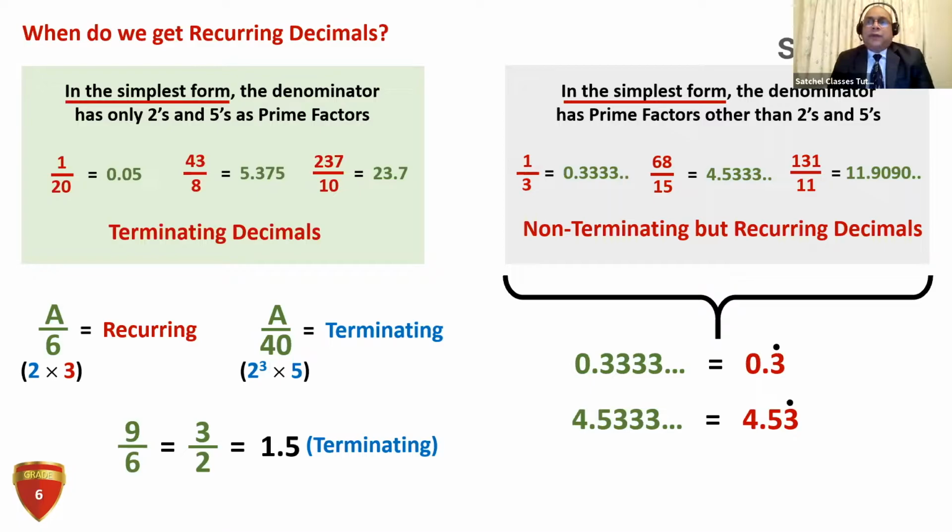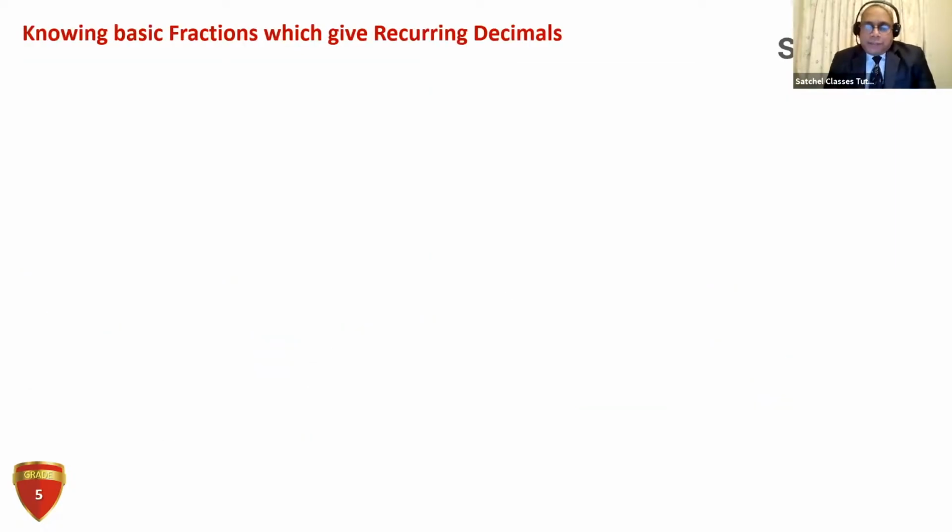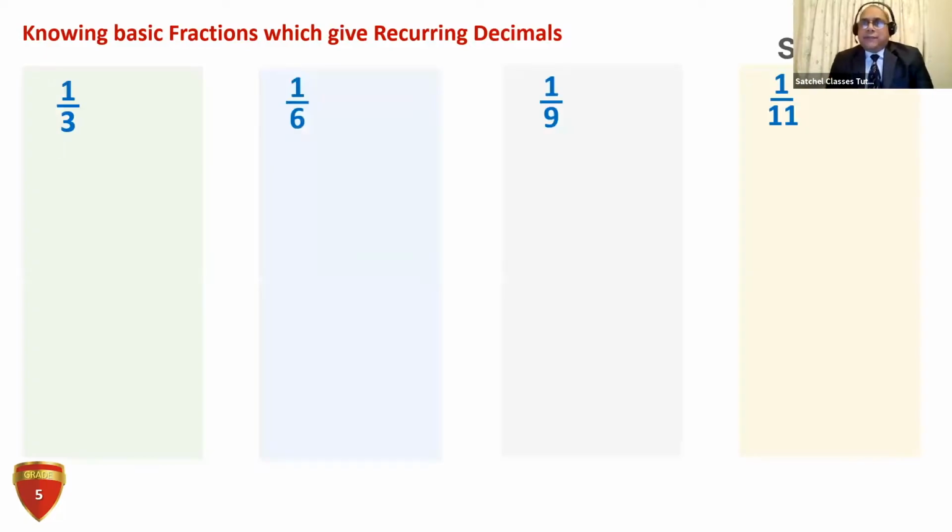If we have more than one digit recurring, for example 11.909090, you put the dots over both 9 as well as 0, indicating that 9 and 0 are the recurring digits, right? Perfect. Now, let's learn some basic fractions which will help us to convert fractions into recurring numbers. So these are the basic fractions which you should know.